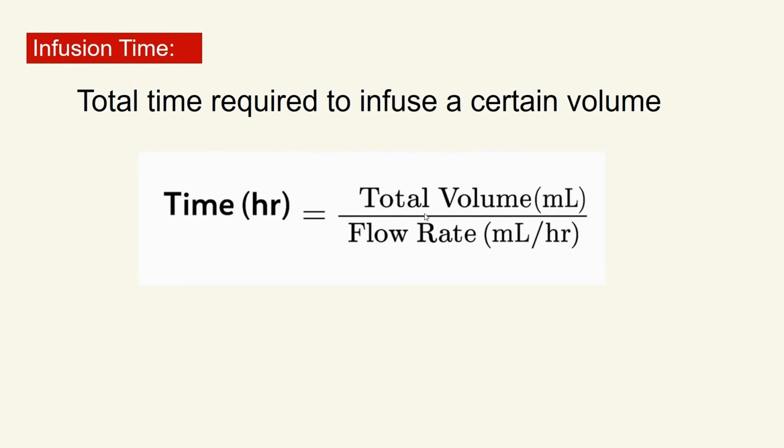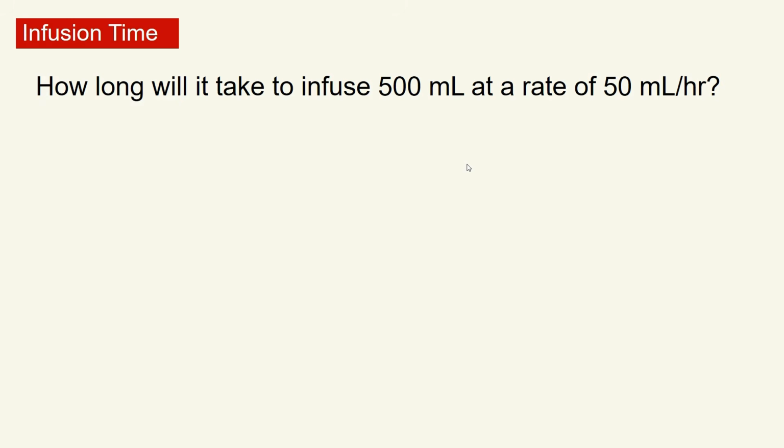The formula for infusion time: the total time required to infuse a certain volume is calculated in hours. So time in hours equals total volume, which has to be in milliliters, divided by the flow rate, which is in milliliters per hour. With this formula you can calculate the time required to infuse any volume to be administered. So here in the question, how long will it take to infuse 500 milliliters at a rate of 50 milliliters per hour?